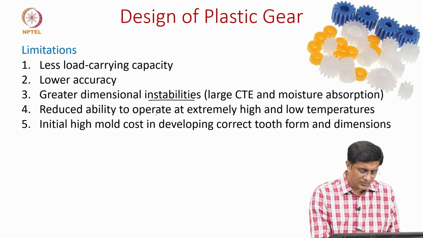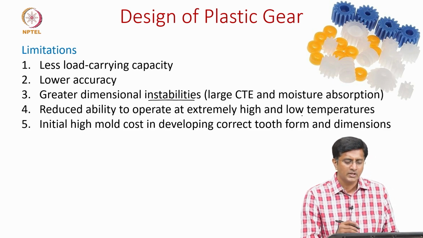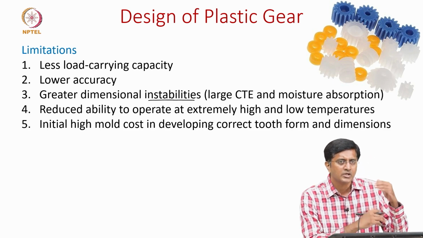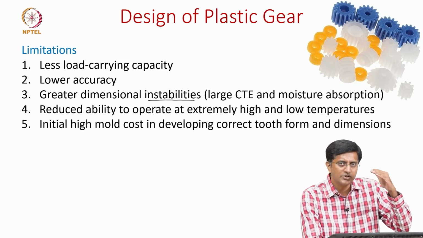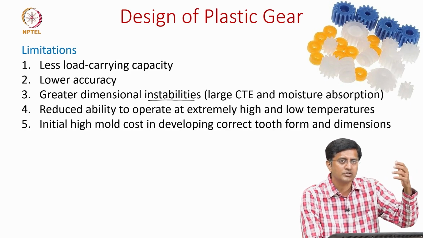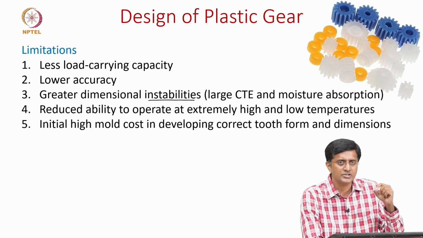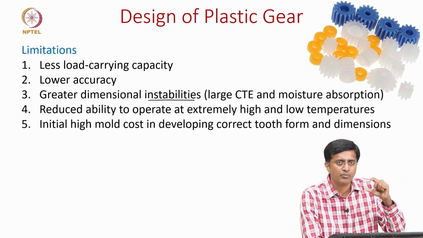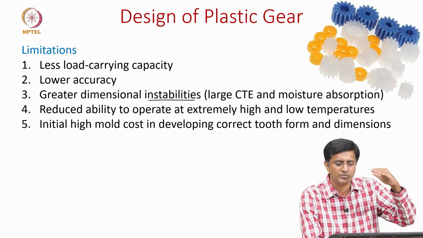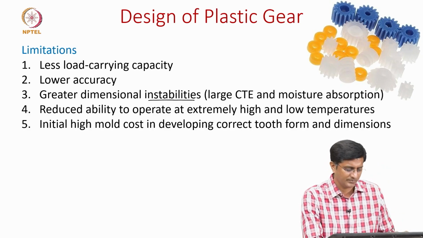So, reduced ability to operate at extremely high or low temperatures. High temperatures we know, because relatively the glass transition temperature is much lower for polymers compared to melting points of metals. Because of these relatively lower temperatures, the operating temperatures for plastic gears are limited because you cannot go for very high temperatures. Similarly, we cannot go to low temperatures because then they become brittle and they fail easily.